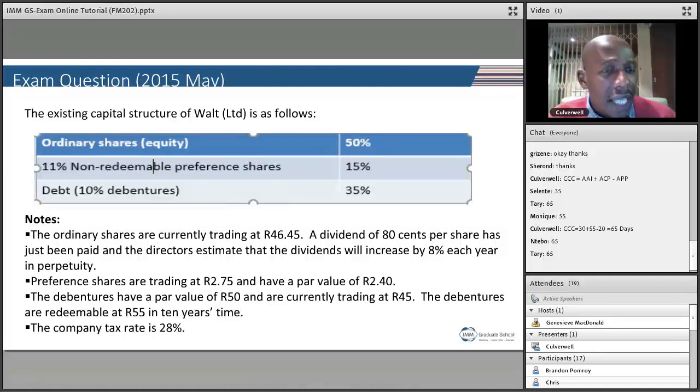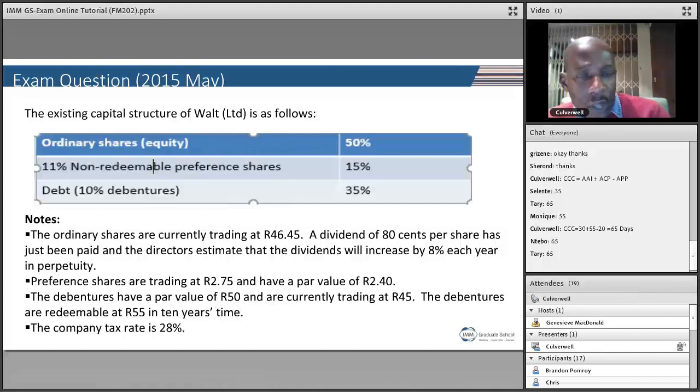So I've got the existing capital structure of a company called Wout Limited. You have ordinary shares, which contributed 50% of the total capital structure. Non-redeemable preference shares brought in 15%. And then debt brought in 35%. If you add those weights, they will give you 100%. So those are your weights.